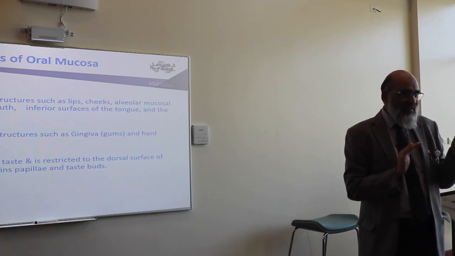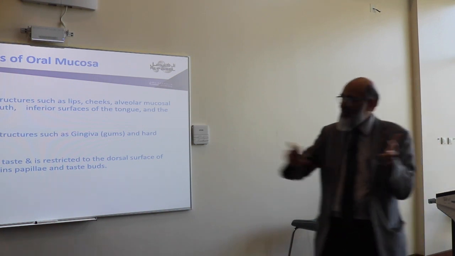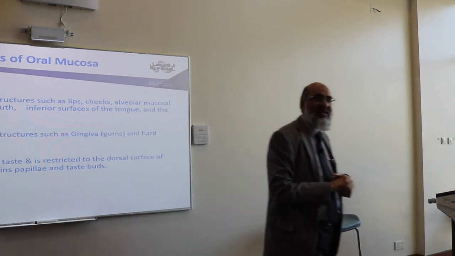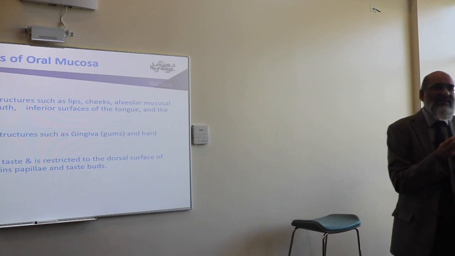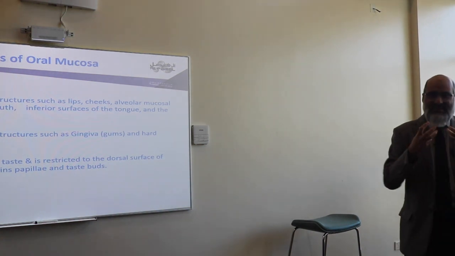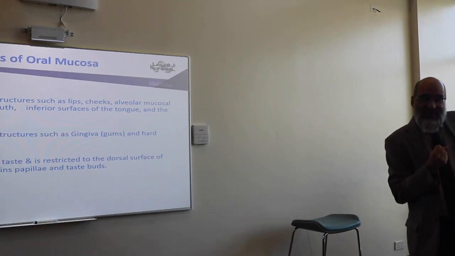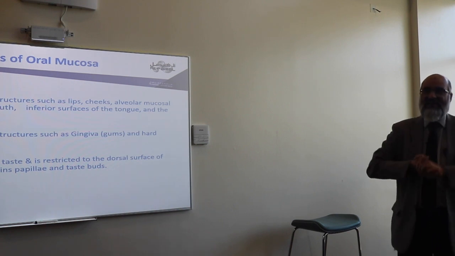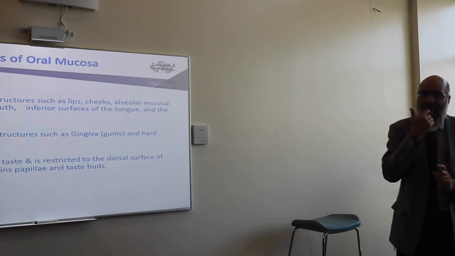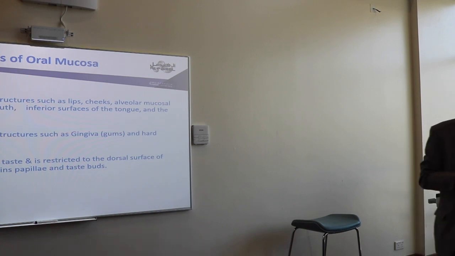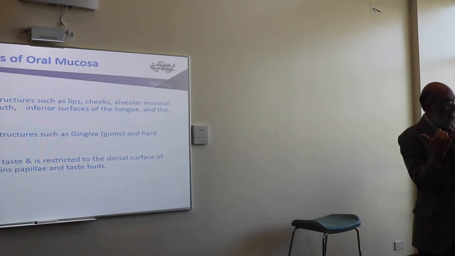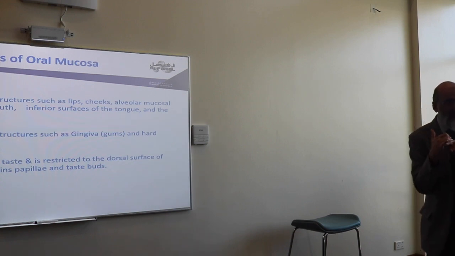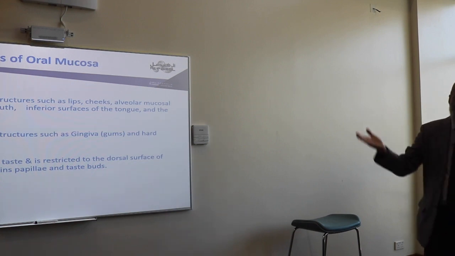There are some places where there is underlying bone. So then the mucosa is called what? Masticatory. Because its function is slightly different, because of its keratinized epithelium and the underlying bone, it plays a major role in grinding. And the third mucosa is present only on the dorsal surface of the tongue. It is called specialized mucosa. But still it is a mucous membrane, with some special features. We'll discuss all these three.